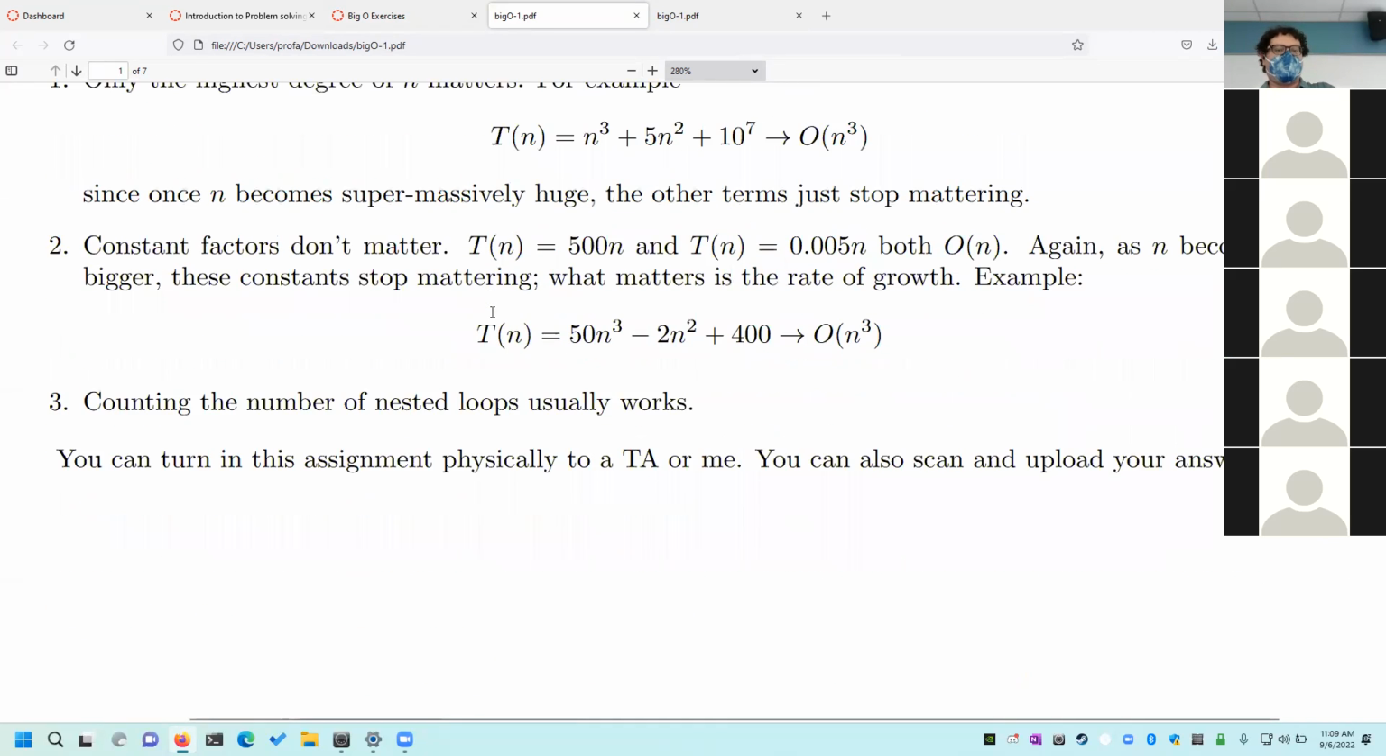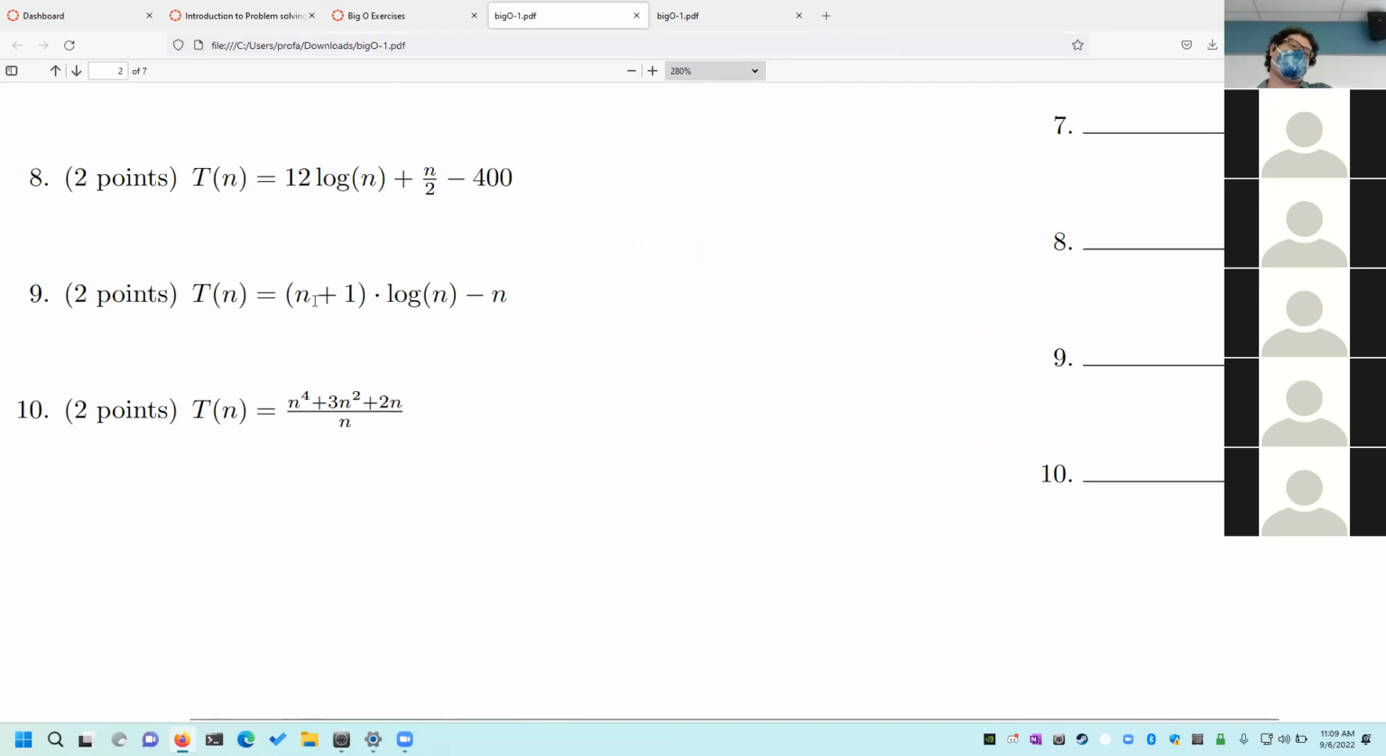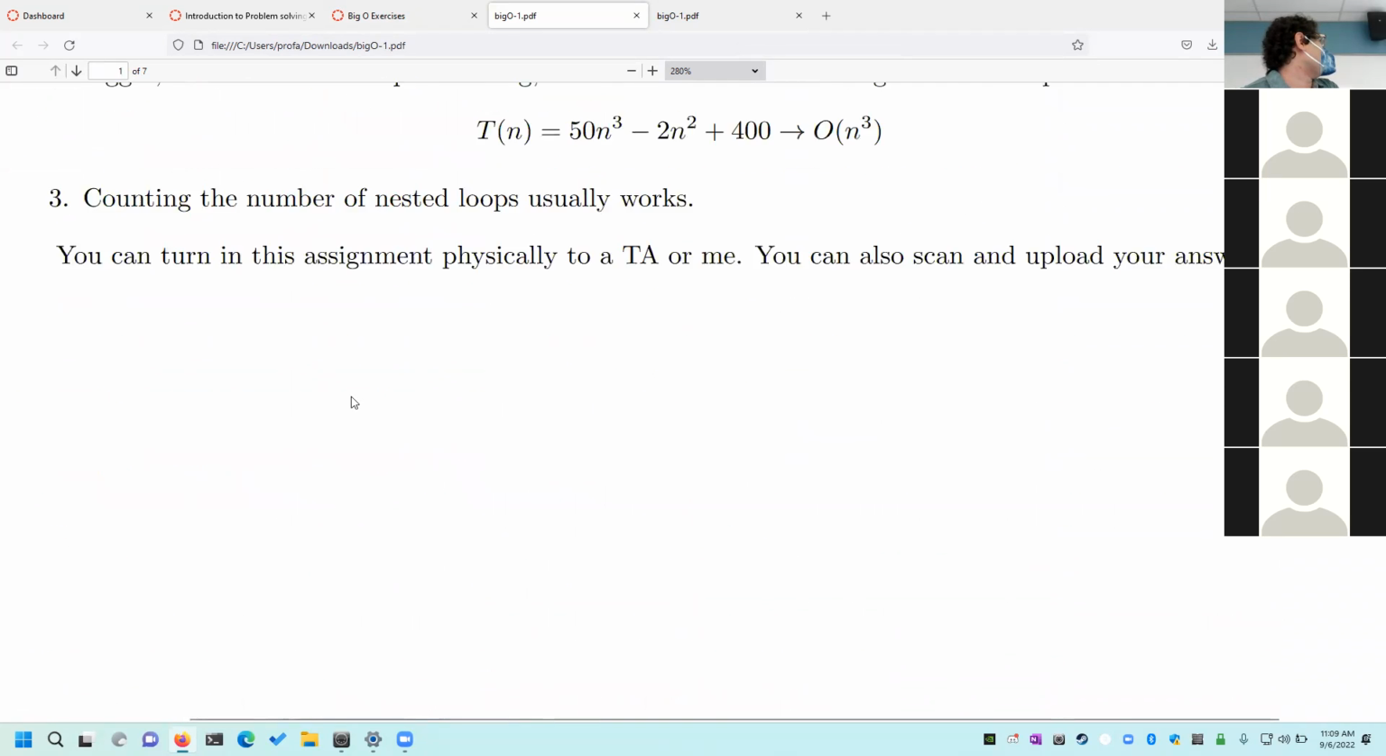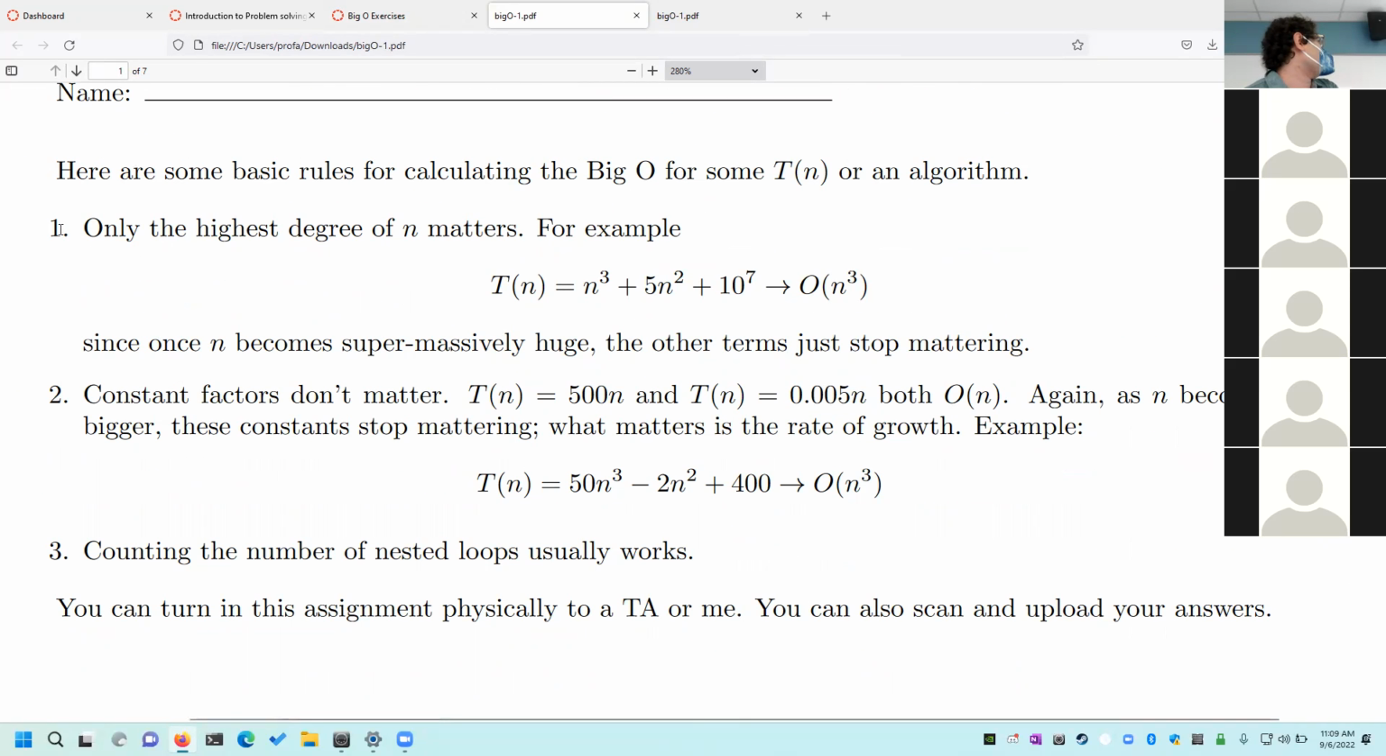So the first 10 problems are dealing with simplifying these T of n's to their Big O time. And the two rules for doing that are over here. So basically, we only care about the biggest order of magnitude. Again, if this confuses you, watch the videos. We only care about the biggest order of magnitude.